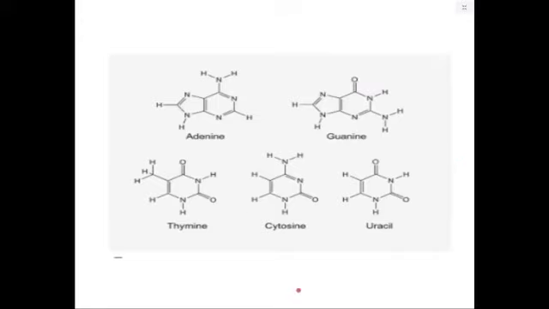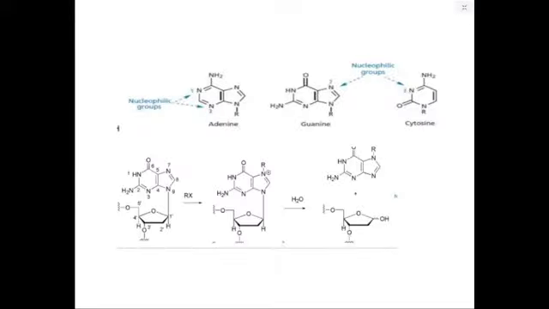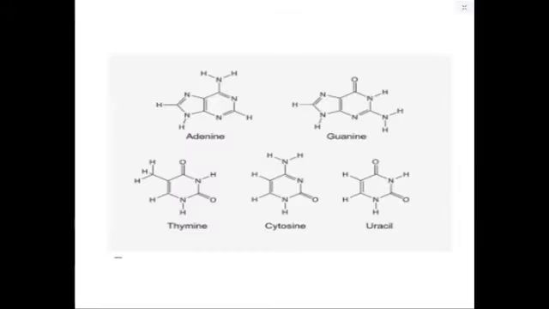For thymine, cytosine, and uracil, you can also note that for thymine it's oxygen at position 6, and for cytosine, N3. So for cytosine it is usually N3: position 1, position 2, position 3, N3. And for uracil or thymine it is oxygen 6: position 1, 2, 3, 4, 5, 6.